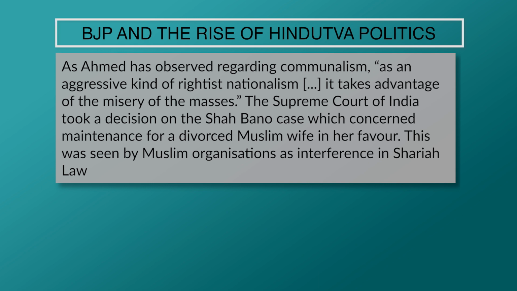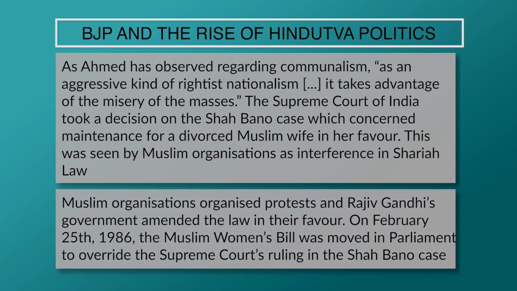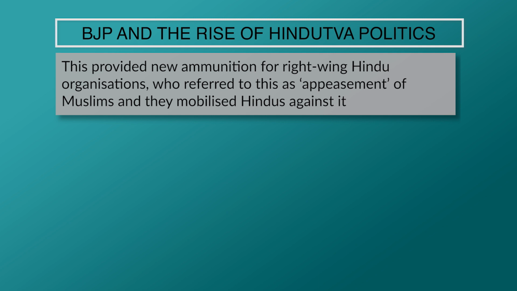This was seen by Muslim organizations as interference in the Sharia law. Muslim organizations organized protest movements, and Rajiv Gandhi's government amended the law in their favor. On February 25, 1986, the Muslim Women Bill was moved in the parliament to override the Supreme Court's ruling in the Shah Bano case. This provided new ammunition for right-wing Hindu organizations who referred to this as the appeasement of Muslims, and they mobilized Hindus against it.